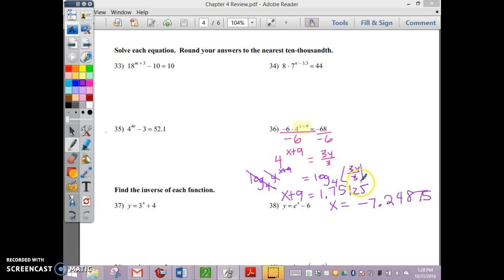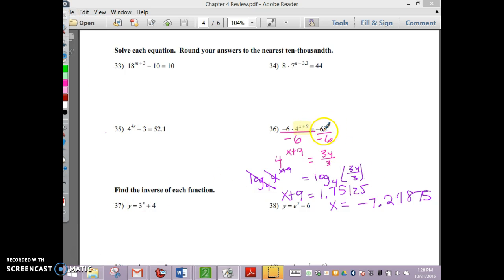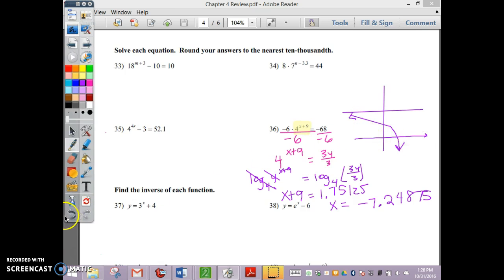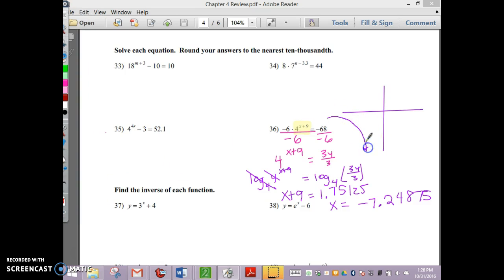You can always check your answer, graph it, see where these two things cross. That negative 68 is going to be super, super low on the graph. Because this is a negative 6, my exponential would face down like that. So we'd be, oh, and it's moving to the left 9. So it's probably something like that. And then negative 68 would be down there. There's your intersection.